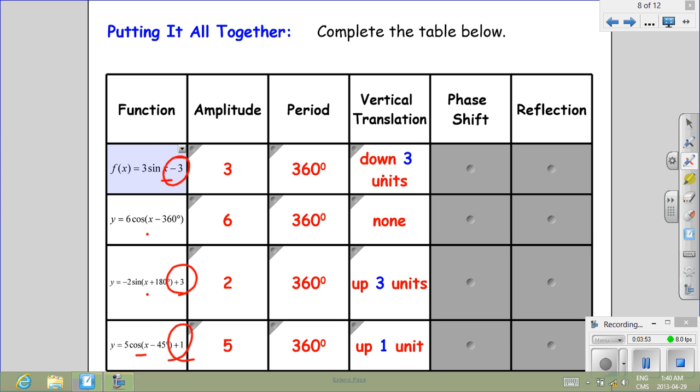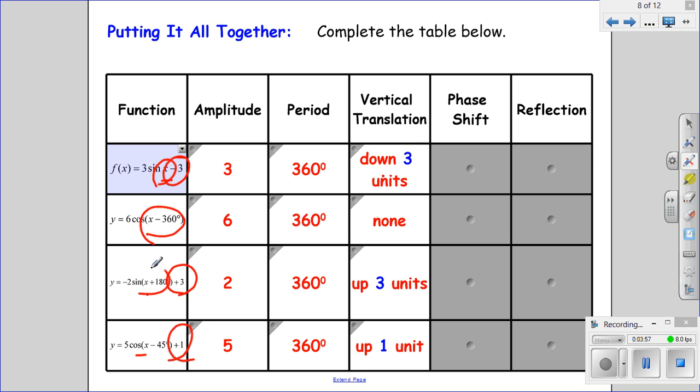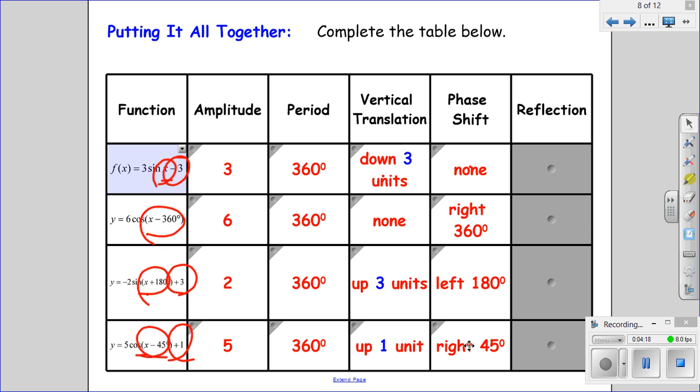Phase shifts, we're looking at what's inside the brackets with the x. And if I look at that, in the first one, nothing's in there, so there is no phase shift. In the one where we have x minus 360, that's right 360 degrees. X plus 180 is left 180 degrees, and x minus 45 degrees is right 45.